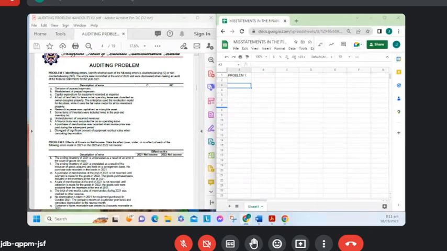Okay, can you confirm if you can see the handout and the G sheet? Yes po, confirm sir. Okay.